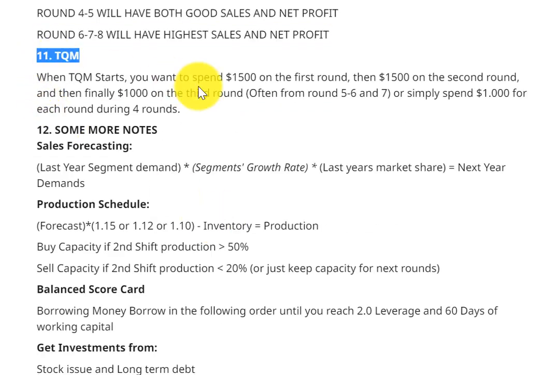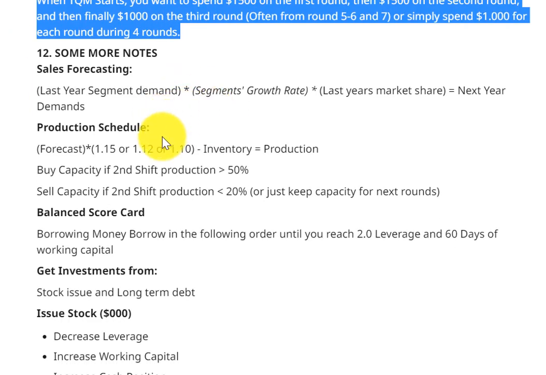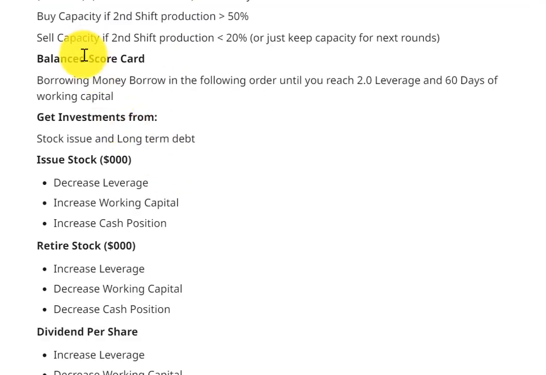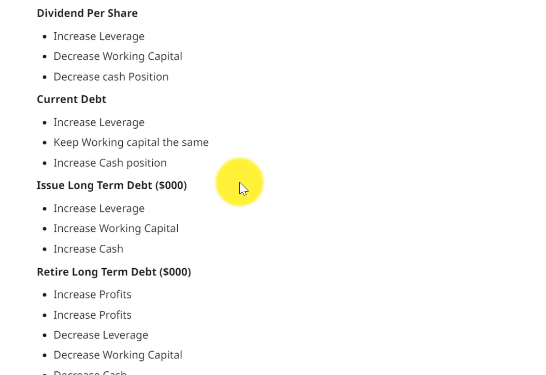For TQM, we use $1,000 for each initiative for 4 years, or we can use $1,500 for 2 rounds and $1,000 for the third round, because the max is 4,000. And for some more notes, we can calculate the production schedule and check the balanced scorecard to adjust to get better leverage and 60 days of working capital.